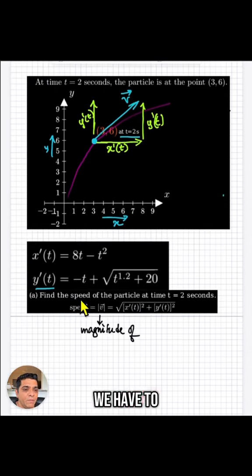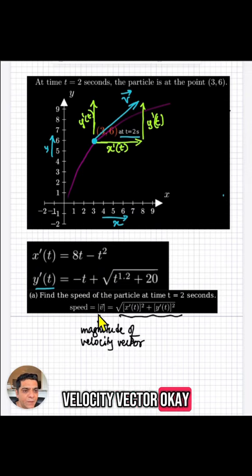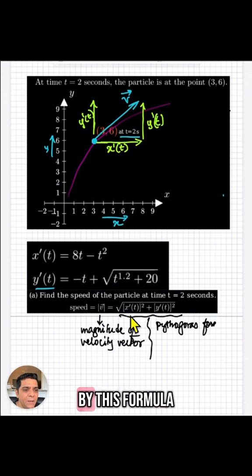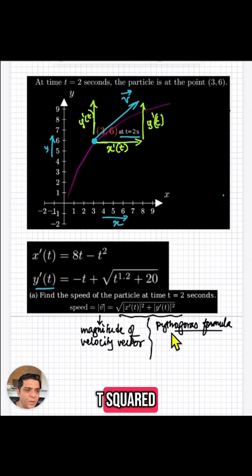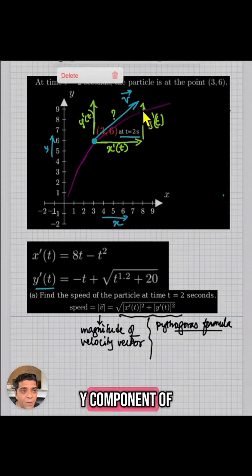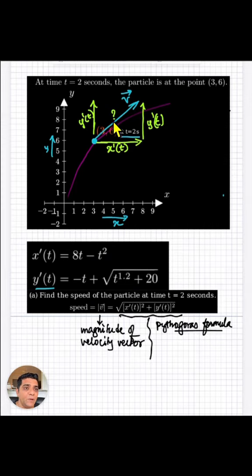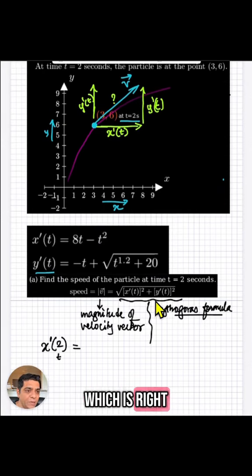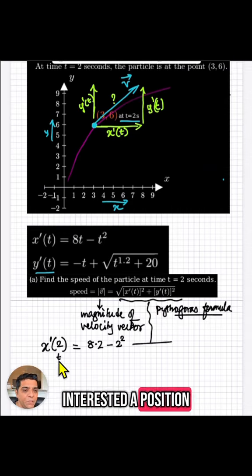So first thing, we have to find the speed of the particle. Speed is the magnitude of the velocity vector, which is the absolute value of the velocity vector, and is given by this formula: square root of x prime of t whole squared plus y prime of t whole squared. Now you can see where this is coming from, because this is the Pythagoras theorem. This is the x component of the velocity vector. This is the y component of the velocity vector, and in order to get the magnitude of the velocity, which is the speed, we use the Pythagoras theorem, which is right here. And we are interested in time t equals 2.